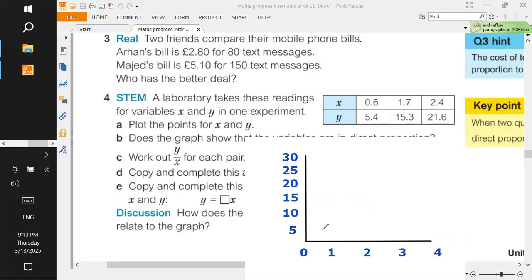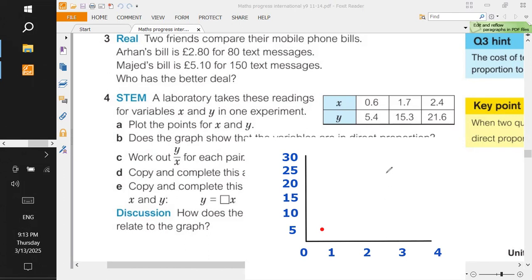So for x and y, this is 0.6. So on the x, 0.6, which is here. This is 0.5. So this one is 0.6. And then we go up till we reach 5.4, which is over here. Something like this, okay? Now, the second point, we have 1.7 and 15.3.